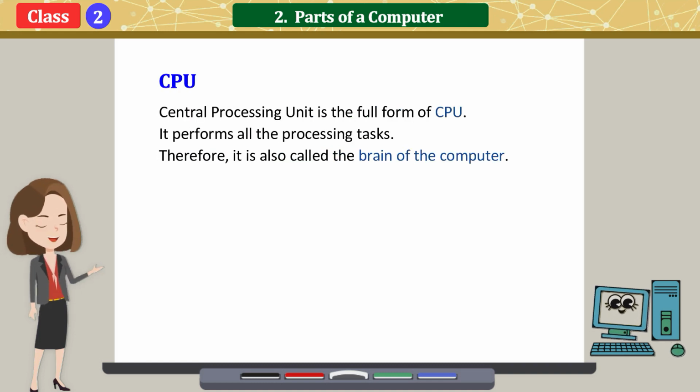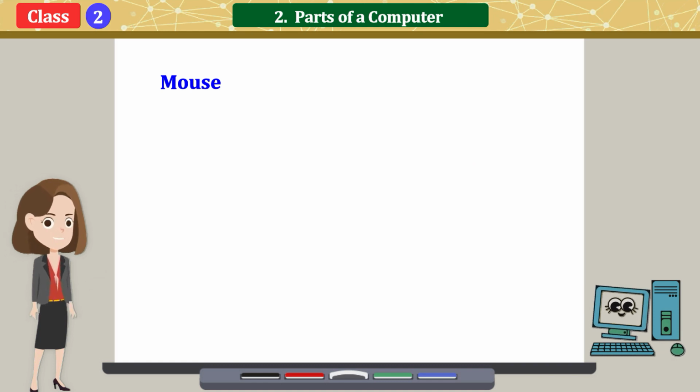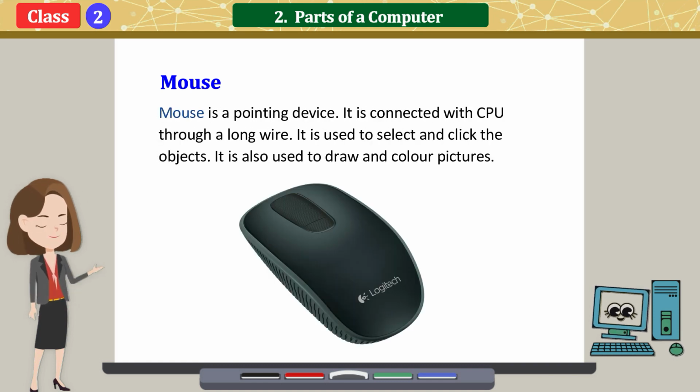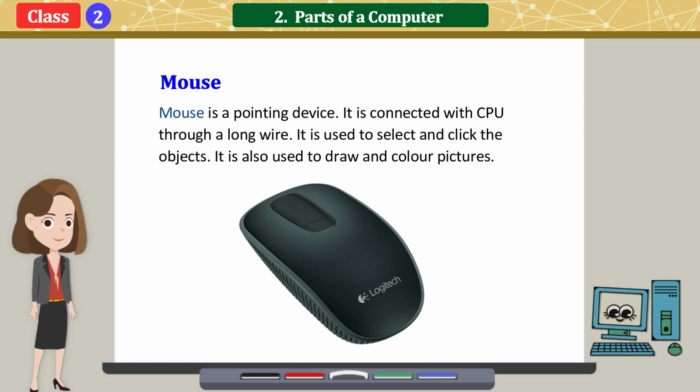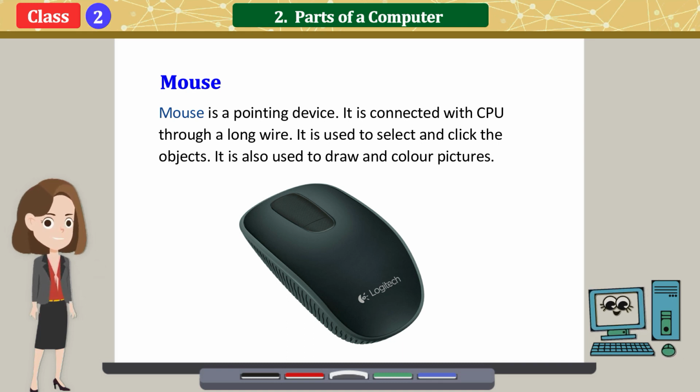CPU. Central Processing Unit is the full form of CPU. It performs all the processing tasks. Therefore, it is also called the brain of the computer. Mouse. Mouse is a pointing device. It is connected with CPU through a long wire. It is used to select and click the objects. It is also used to draw and color pictures.